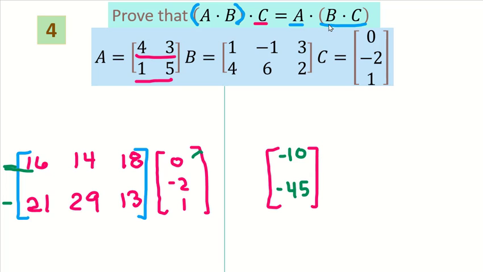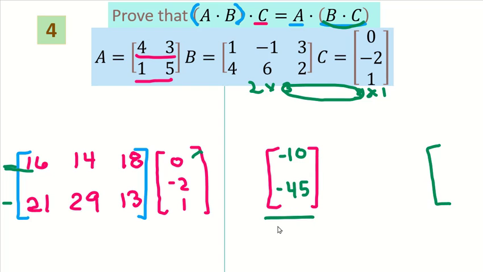All right, so now I'm going to multiply B times C. Let's check to see if we can do that. We have 2 rows and 3 columns. I have 3 rows and 1 column. So yes, we can, and we're going to end up with a 2 by 1, which is what we have here that we're going to compare our answer to. This is just B times C.